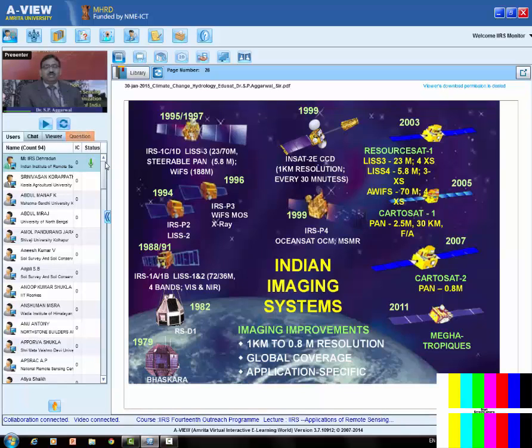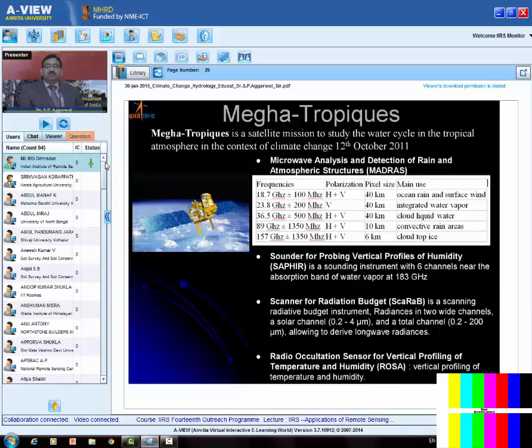It will help us to apply in the. Let us see those satellites. Maybe the slide is not visible. It may take some time.